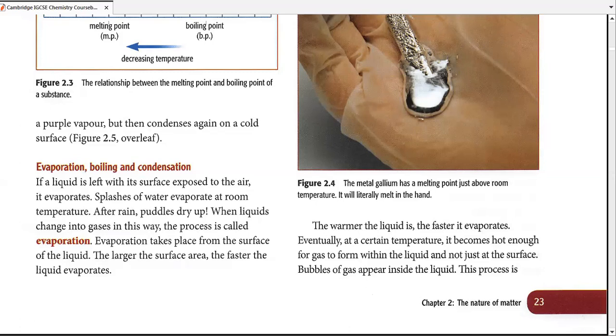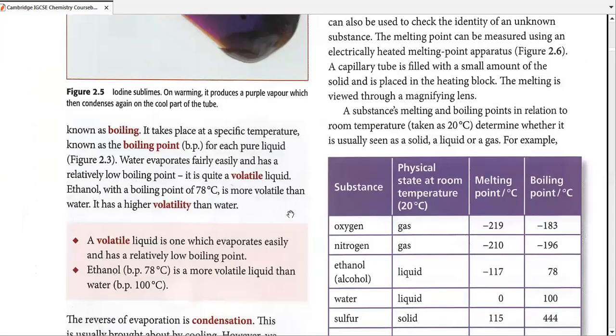Now, if the temperature is high, the evaporation process of the liquid is faster. But if it becomes very high, bubbles of gas will appear inside the liquid. This process is commonly known as boiling, and we define boiling in a separate way. I told you the definition of boiling, according to your book: when the vapor pressure meets the atmospheric or external pressure. That temperature point is known as the boiling point, and the phenomenon is known as boiling. Now, volatile liquids have a lower boiling point and non-volatile liquids have a higher boiling point.